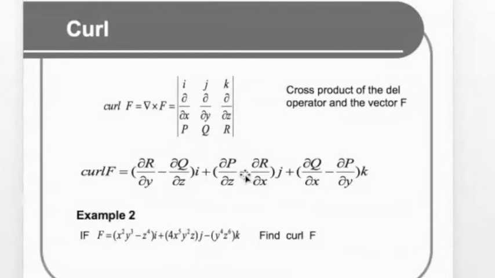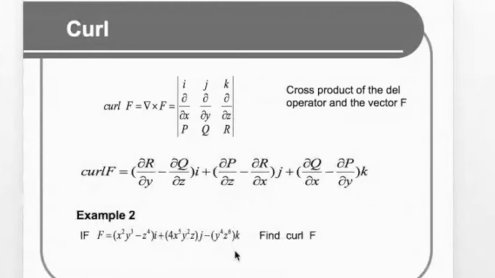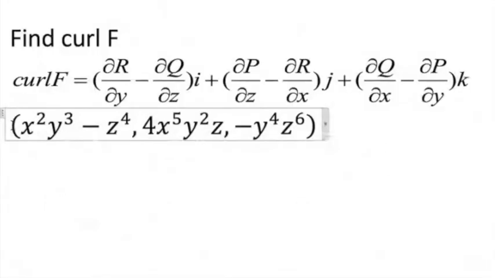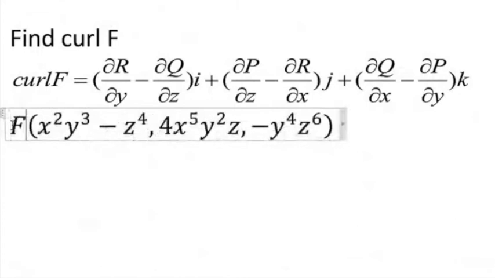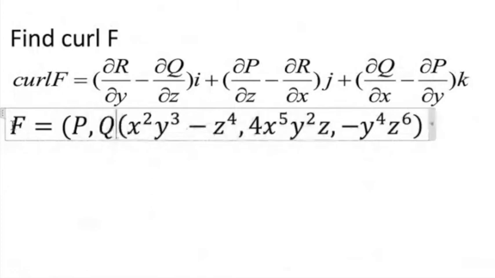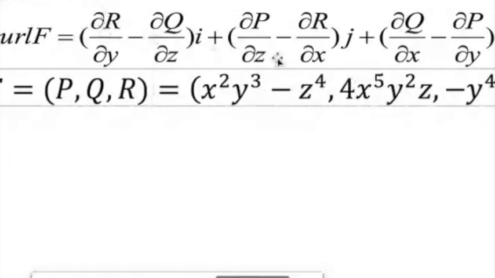So here we can also find the curl of F for this definition exactly as we have done before. We have the same example, and you know what R, P, and Q are. So our F equals P, Q, R. P is the first component and Q is the second one, and so on. So we'll calculate these terms one by one and substitute them.